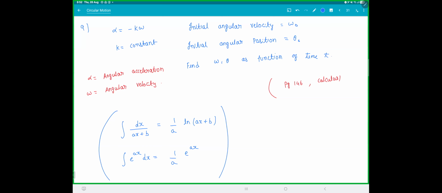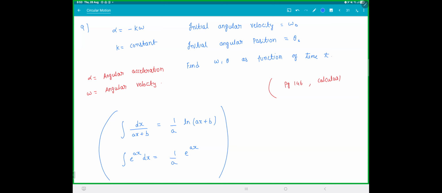Omega naught e raised to power, right, Utsa? Ishman, you'll get an exponential, right? Omega e minus, right, Shaurya?